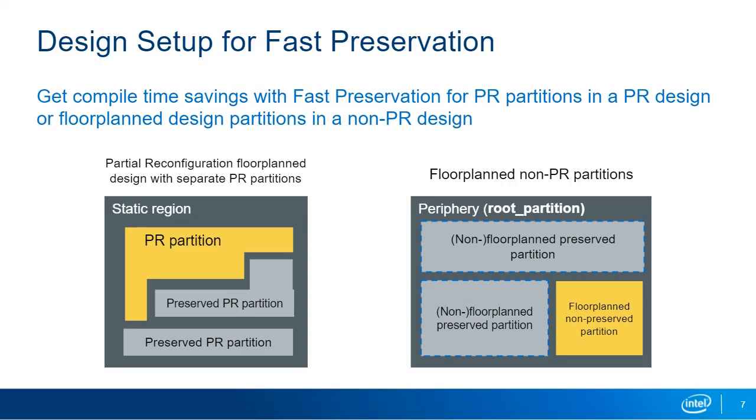On the right is a non-PR design. To use fast preservation with a non-PR design, the periphery must still be designed and preserved, like the static region in a PR design. Then, a new project or project revision is set up with most of the design preserved, reusing the root partition from the original project or revision. The part of the design to recompile or optimize is placed in a logic lock region. The rest of the core logic may be placed in their own floor-planned regions, but this is not required. With the fast preservation feature enabled, only the non-preserved partition is recompiled.